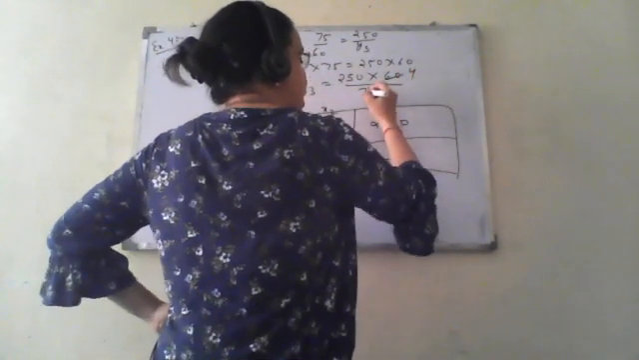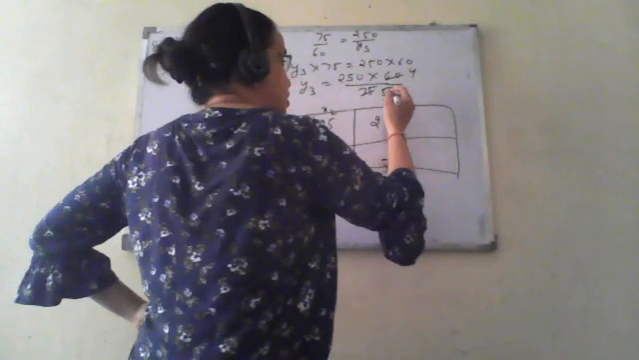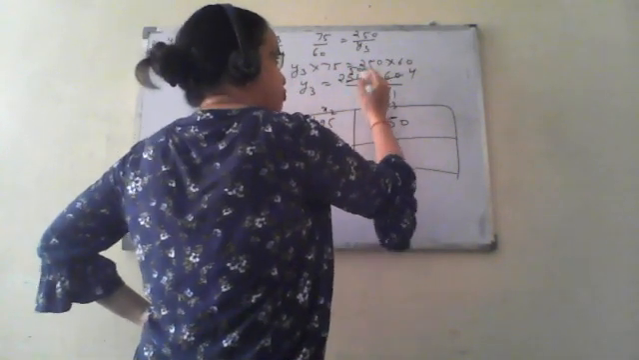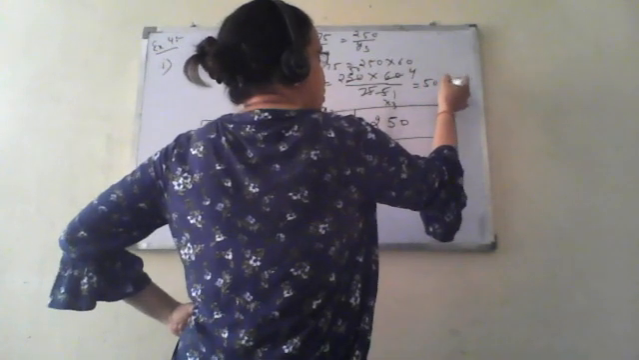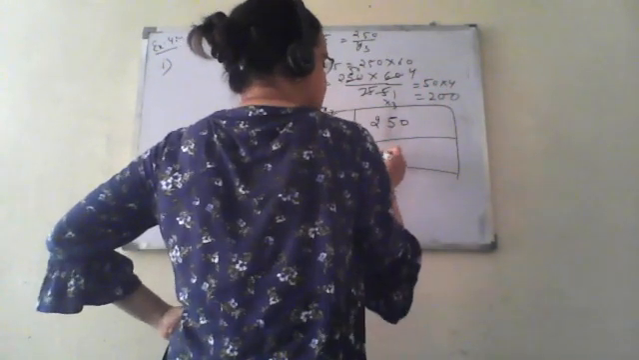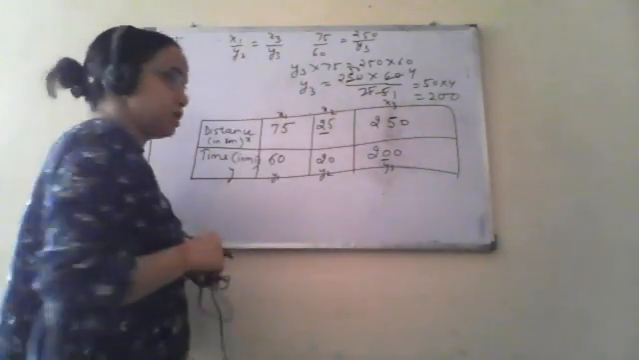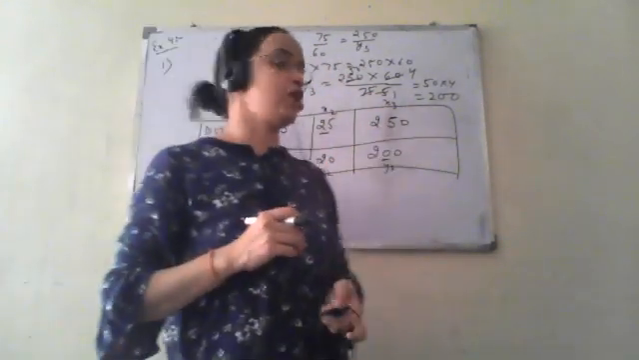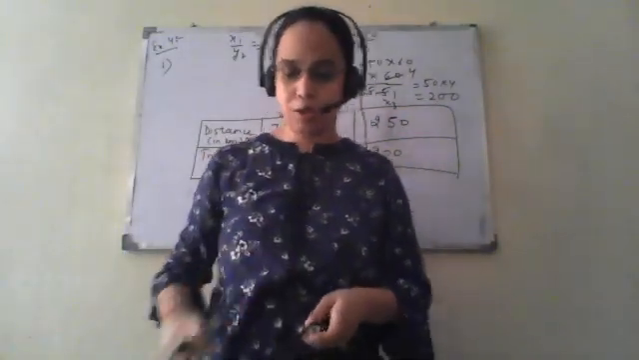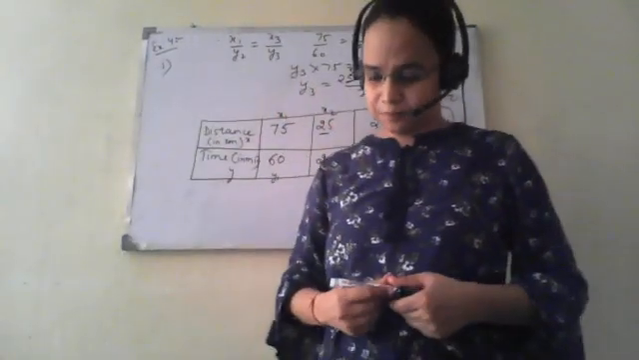15 fours are 60 and 15 fives are 75. This is 5 into 5, 50. That is 50 into 4, that is 200. What is 200? These are 200 minutes, which means in order to cover 250 kilometers, the train will take 200 minutes. Okay, I hope this is clear.